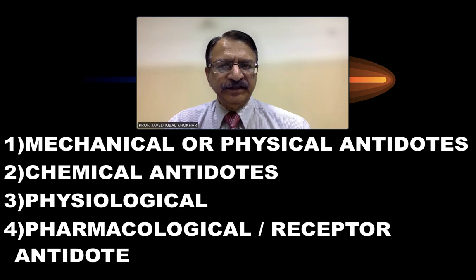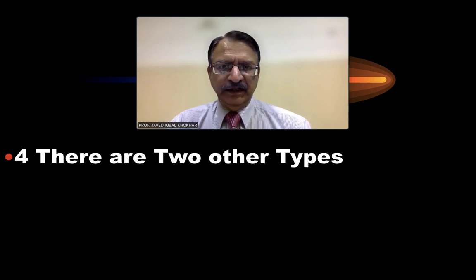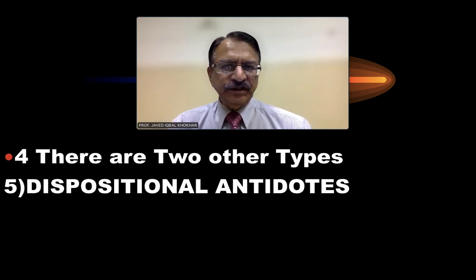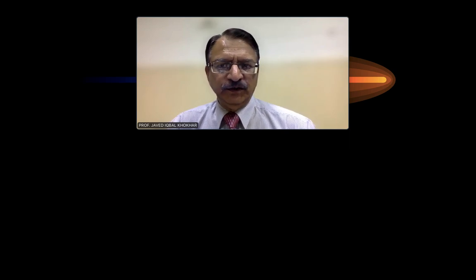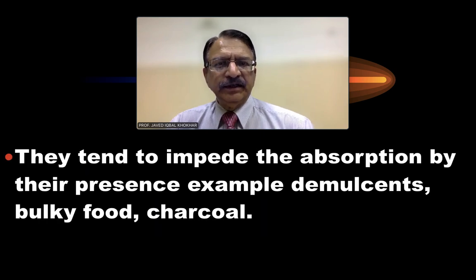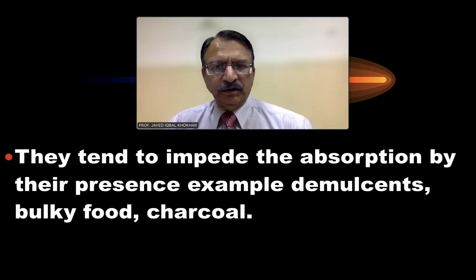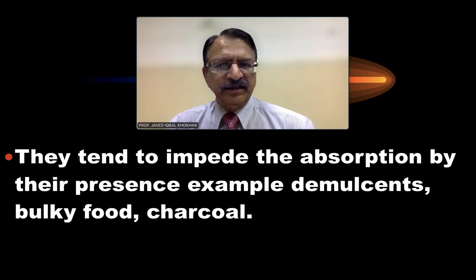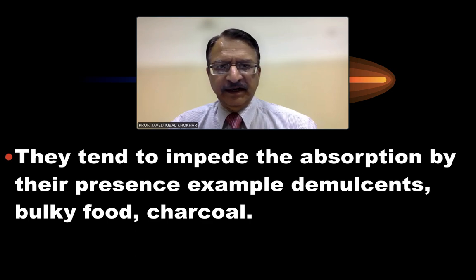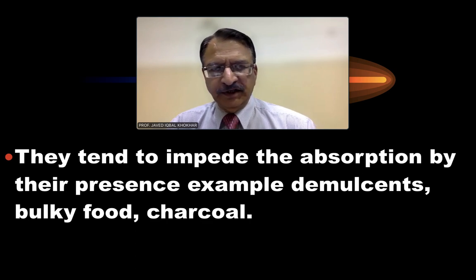pharmacological or receptor antidote. And there are two others, the dispositional antidotes and the universal antidote. Regarding the mechanical antidotes, they are the products or ingredients which impede or block the absorption of the poison by their presence, such as demulcents, bulky foods, and charcoal. They act physically.